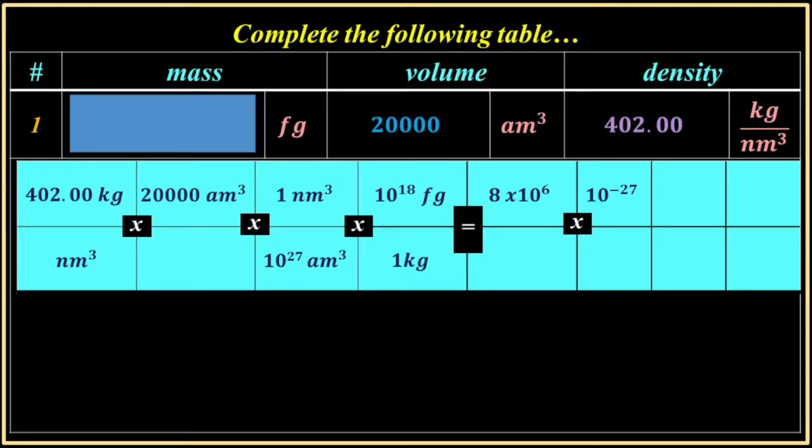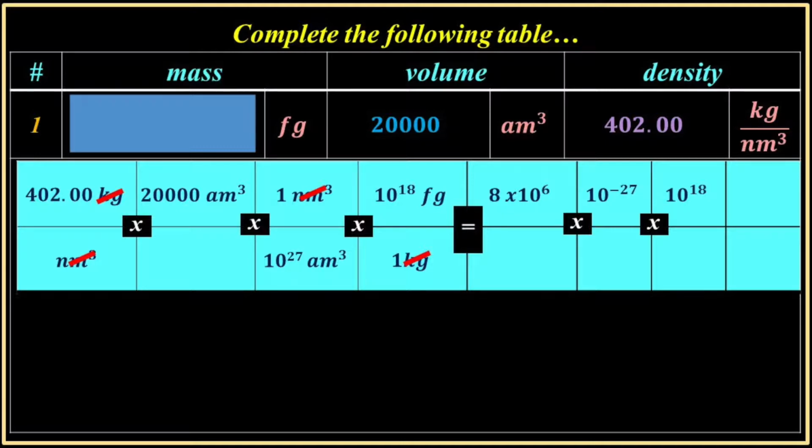And don't forget, you have to cancel. And I only do this in the first 1 or 2, maybe even 3, where I actually make the cancellations. You have to do that yourself. But there's a 10 to the 18th, and the kilograms obviously are canceling. The cubic nanometers will cancel, the cubic attometers will cancel, and you'll be left with femtograms at the end. And so let's just take our time and see if that's all true. See if I made a mistake.